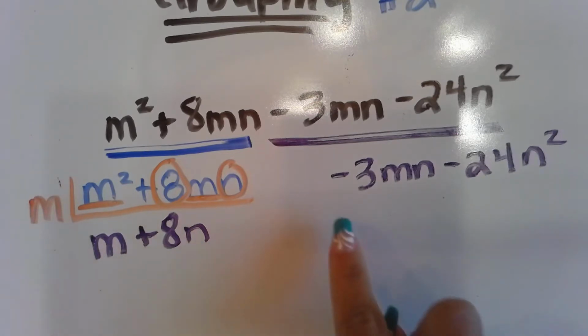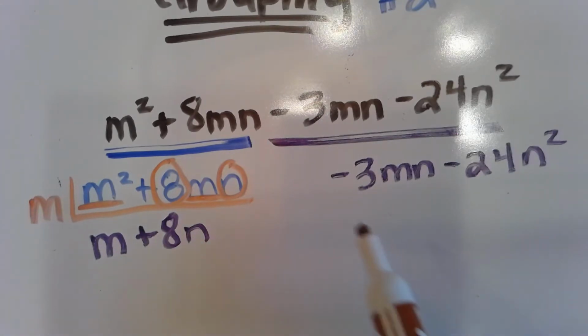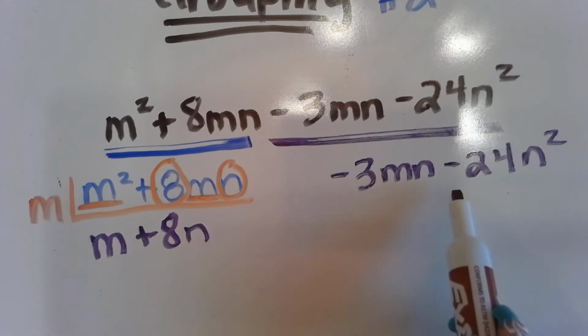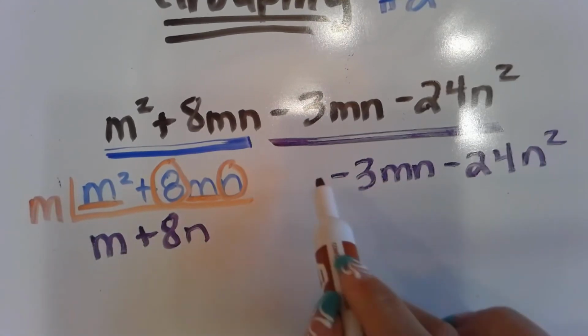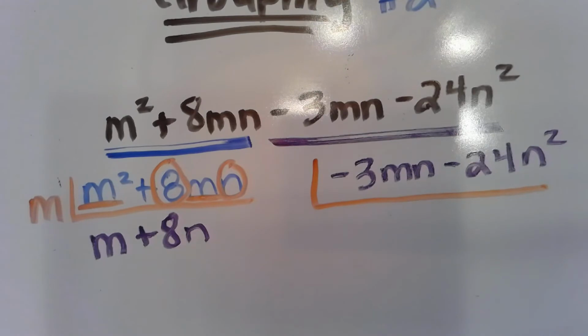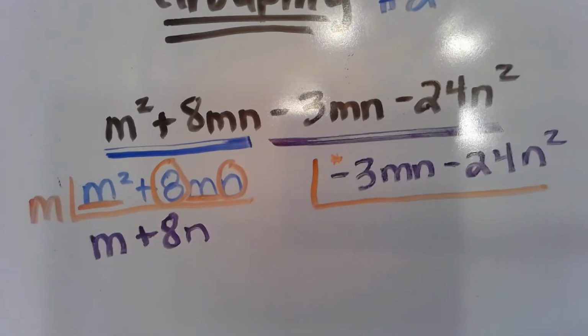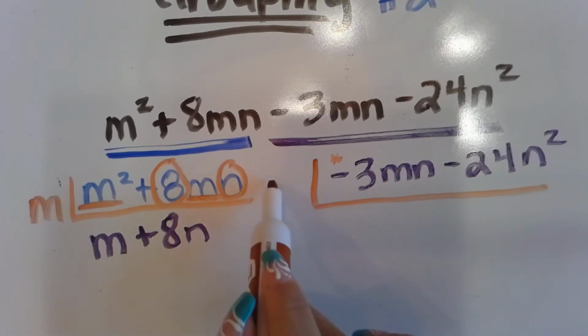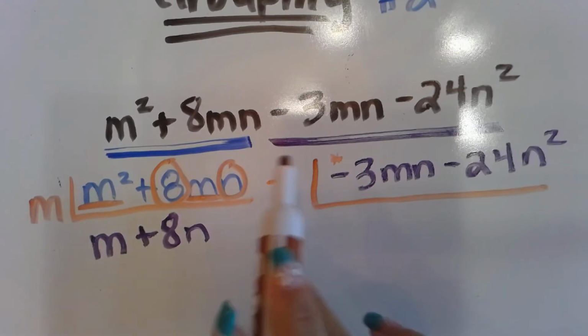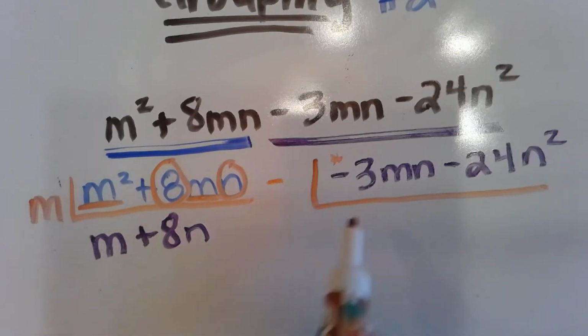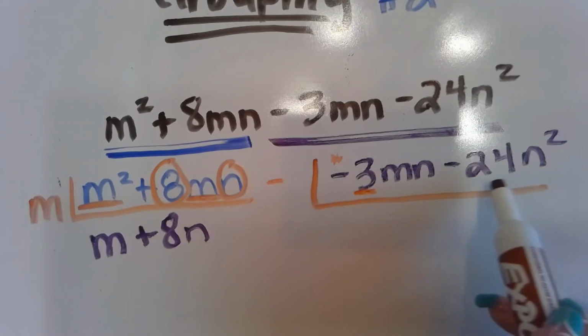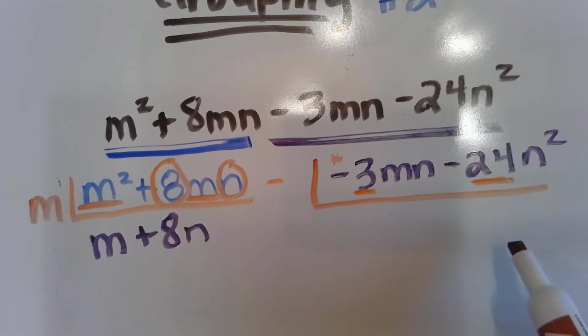Let's go ahead and look at this piece here. So we have negative 3mn minus 24n squared. Let's go ahead and draw my ladder. The first thing I notice about this one is I see this negative right here. When I see a negative in the front, I want to go ahead and pull that negative out, because when we start dividing, it's going to change all the signs. So this first one is not going to be negative, okay? Now, let's look at our coefficients. 3 and 24.